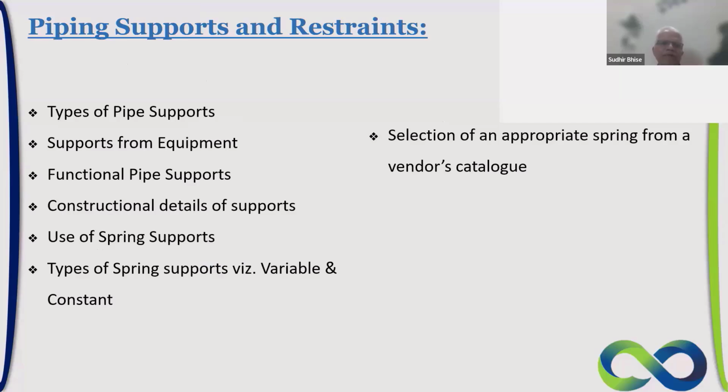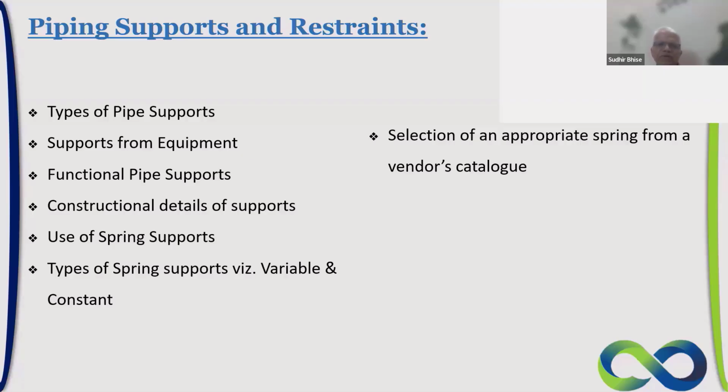Okay, good. Next. So then we are going to study in depth the piping supports and the restraints. So the restraints and the supports are going to play a very important role in the design of the piping system, or the stress analysis of the piping system. So we are going to study the various types of supports from the construction point of view or the functional point of view, and how they are constructed at site. That also we are going to see.